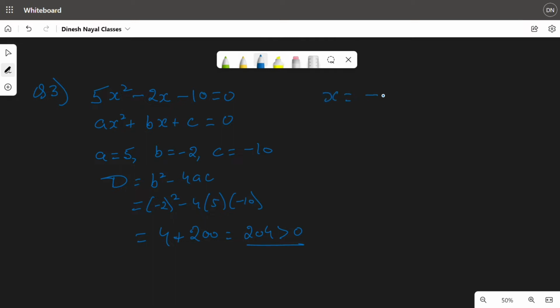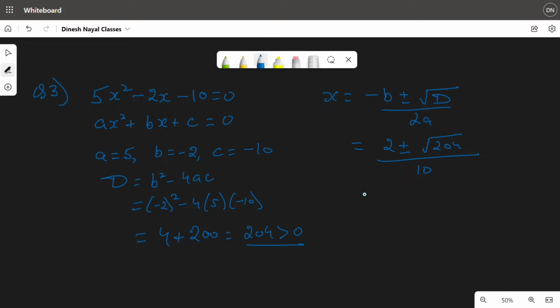Now, of course, applying the quadratic equation formula, x equal to minus b plus minus under root of D, the discriminant, upon 2a, where D is actually b square minus 4ac. Now what is b? My b is minus 2, so this will be plus 2 plus minus under root of 204 by 2 into 5, a is 5, which is 10. I am writing 10 over here.